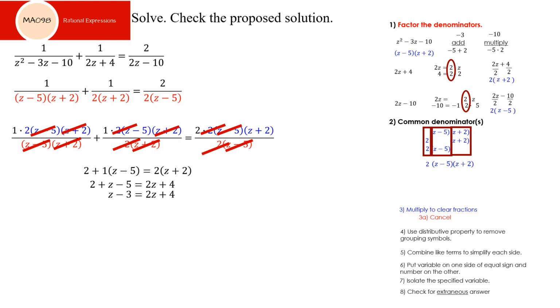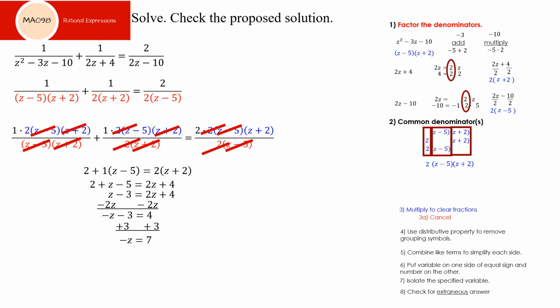Now I like to get all the z's on the left side, or the variables, and everything else on the right side. So now I'm going to subtract 2z from both sides. This gives me negative z minus 3 equals 4. I need to add 3 to both sides, which gives me negative z equals 7.